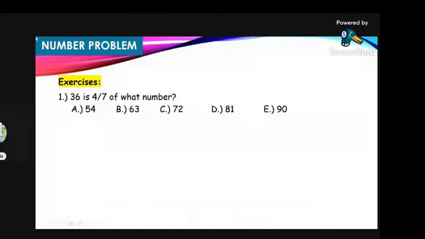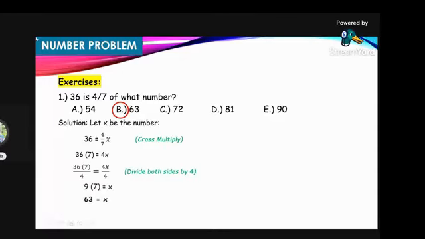Okay, so based on our discussion earlier, if we're going to translate this problem, you have 36 that is equal to 4 over 7, where "of" means times or multiplication, and what number we represent with x. So your working equation would be 36 is equal to 4 over 7 times x, or some have 4 over 7 times x equal to 36. So let's have the solution. That is correct, 63. That's letter B.